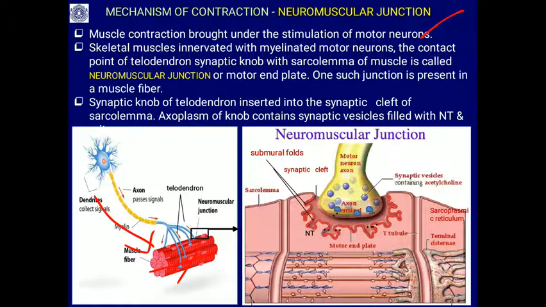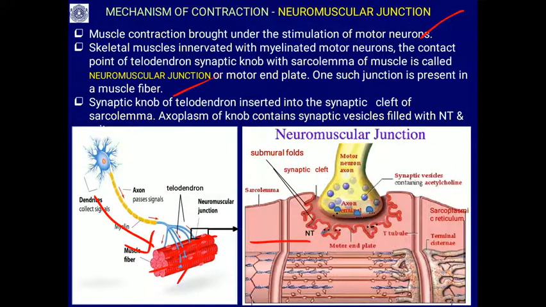Skeletal muscles are innervated with myelinated motor neurons. What you see here, the contact point of telodendron with the sarcolemma of the muscle, is called the neuromuscular junction. In the closer view, you will find this is the muscle cell, and the synaptic knob gets inserted in the synaptic cleft. So this is called the neuromuscular junction.